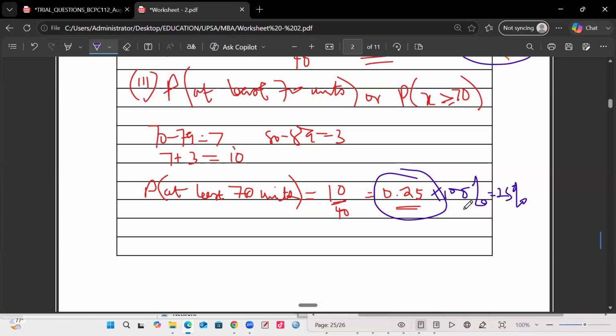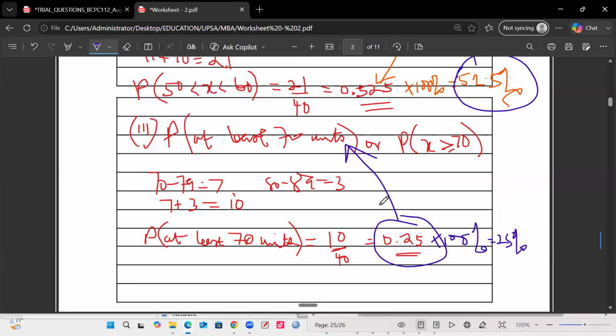Malcolm, you are here. So what's the interpretation? Link it to this. So we say 25% of the workers produced above 70 units.